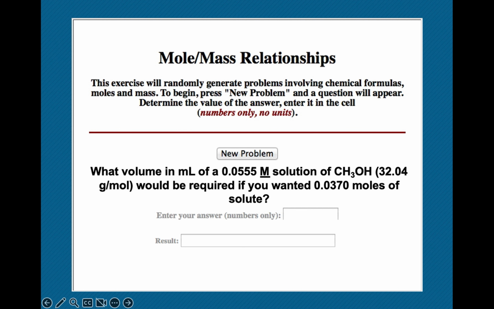We can do this. What volume of a 0.555 molar solution? This is methanol in water. Molar mass is 32 grams per mole. We want 0.37 moles of solute. So we're looking for moles, aren't we? Over here, we're looking for a volume in milliliters. Remember, this is going to give us liters, so we need to change that to milliliters.